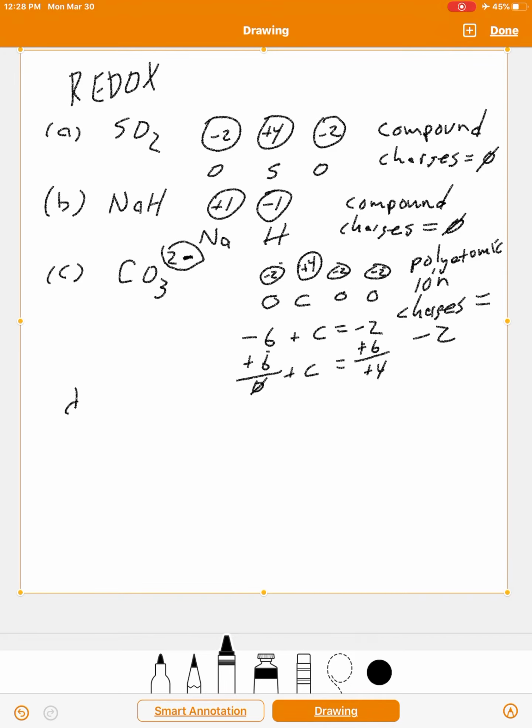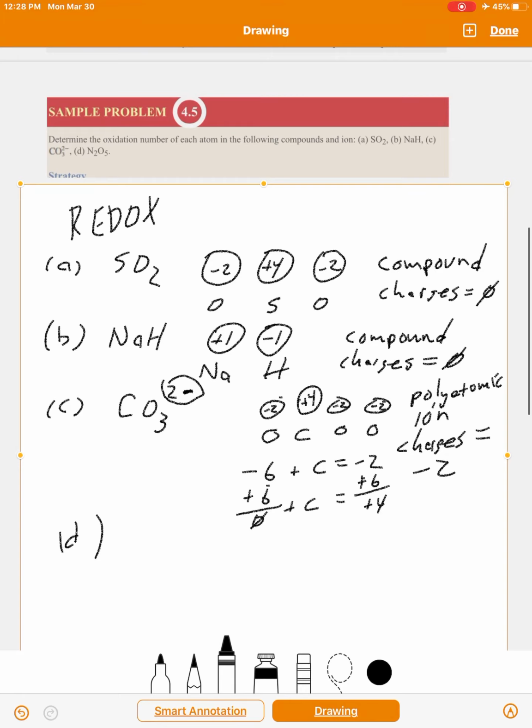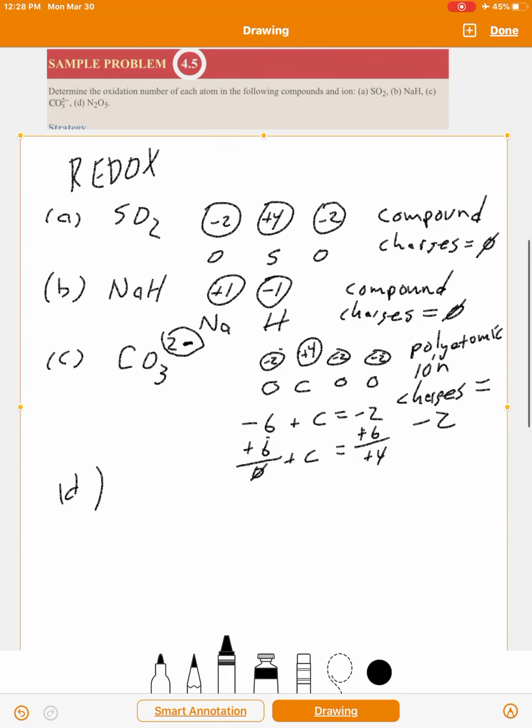One more. Let's see what this one more is. It is the N2O5. Oh, this one is relatively easy. I see what they're doing with this one, though. They're going to give you an oxidation number that's not a whole number. N2O5. All right, N2O5. So we have 5 oxygens and 2 nitrogens. Again, I'm making those too small.